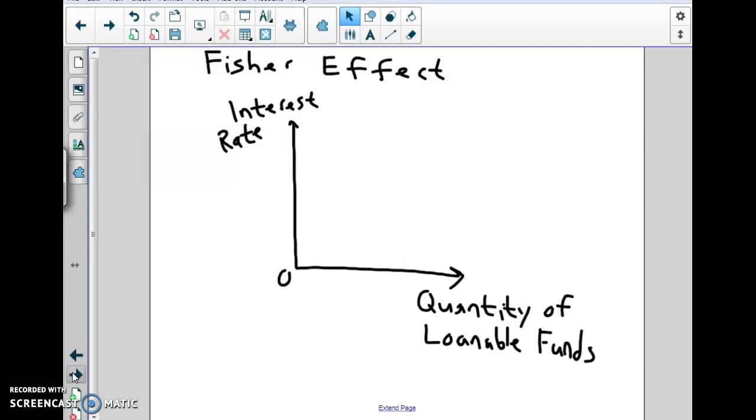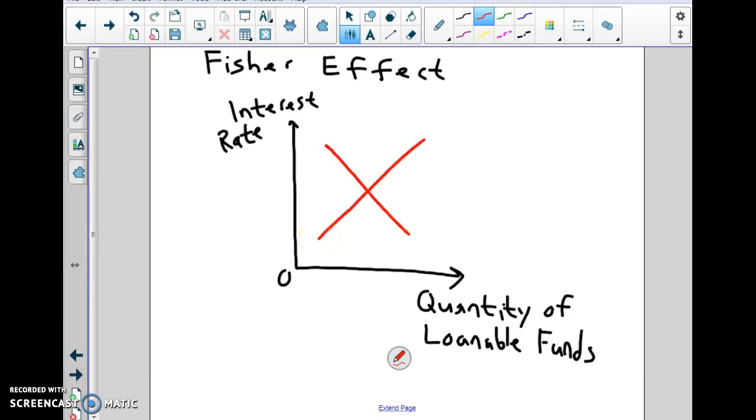It's an effect, and I apologize for my handwriting, called the Fisher effect. And occasionally you'll see this asked on the test, but we show the Fisher effect on a loanable funds model. So let's say we have our loanable funds. Remember, we have our suppliers who are our savers and our demanders who are our borrowers. And let's say here is our interest rate.